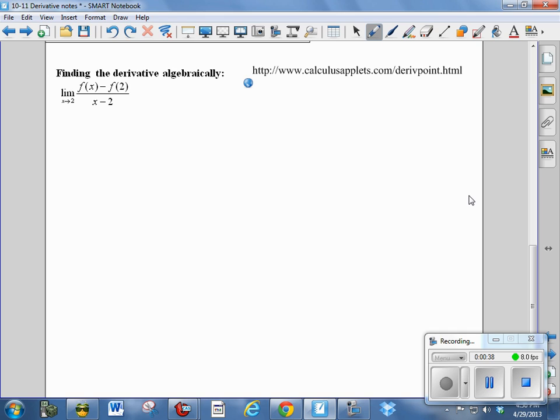And this is the slope between the points (2, 20) and (x, f of x). And 20 is just f of 2, the value of the function when x is 2. So this is just another way of writing the slope: y2 minus y1 over x2 minus x1.